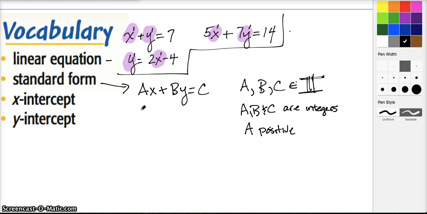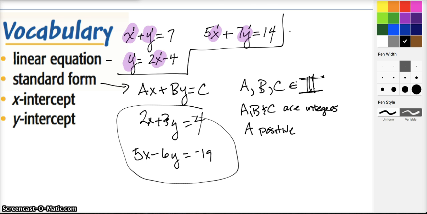So examples of a linear equation in standard form would be 2x plus 3y equals 4, and 5x minus 6y equals negative 19. All of these are examples of linear equations that are in standard form.